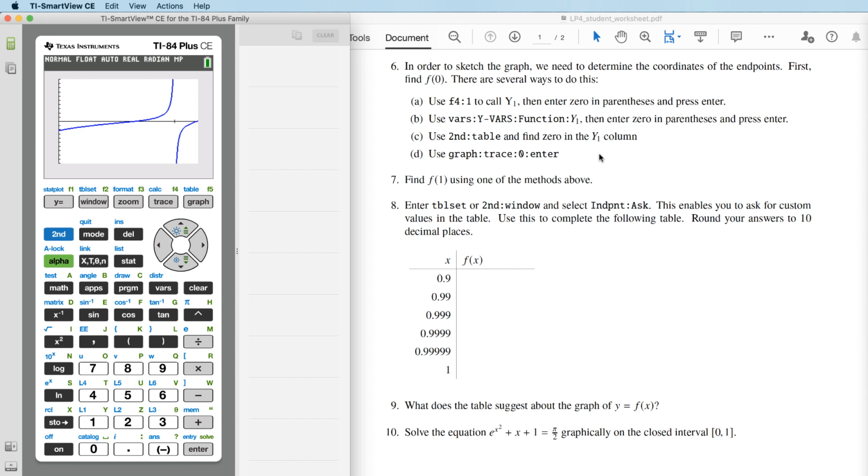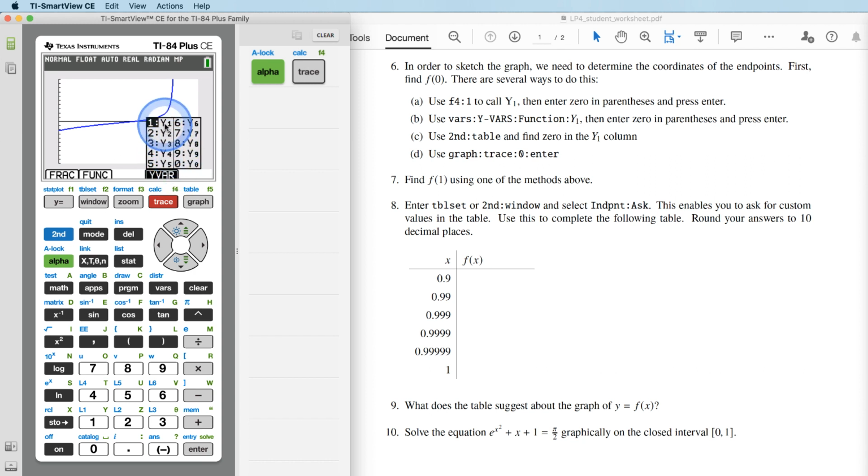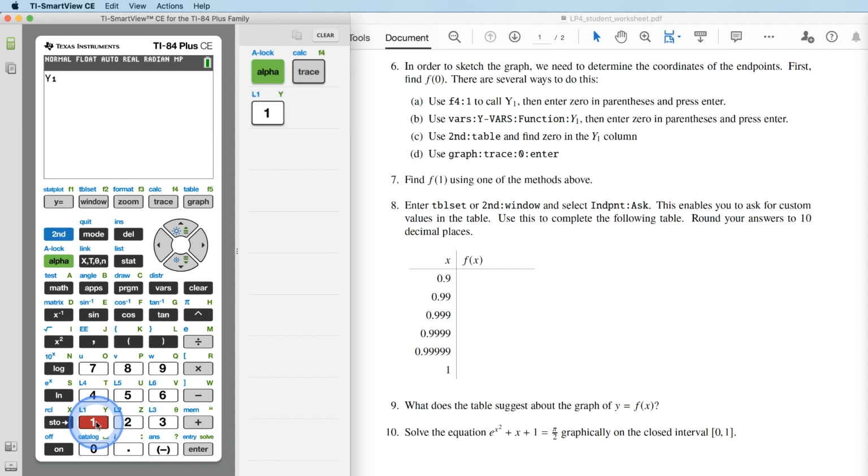One way to find f of 0 is to use the F4 menu. And the F4 right here above the trace key is colored in green. So to activate F4, you're going to hit this green alpha key. Okay, so it's alpha, F4, but you're actually pressing the trace button. And that brings up this shortcut menu here. We want Y1. Now Y1 is already highlighted, so you can just hit enter, or you can press the number 1. And that brings up Y1.